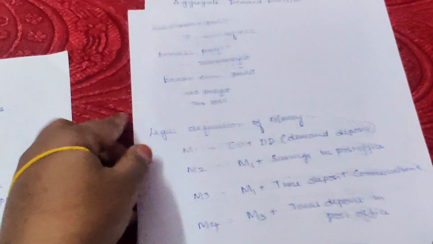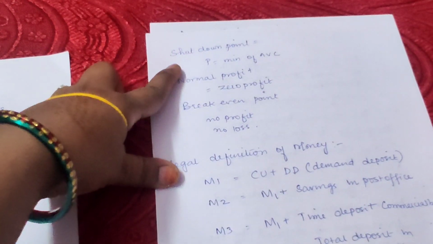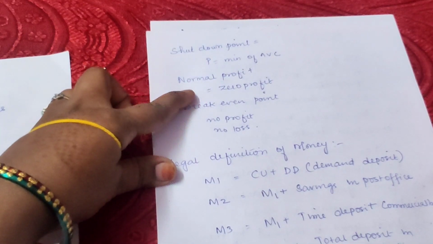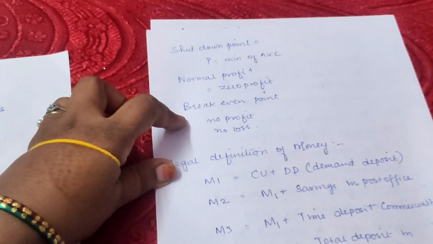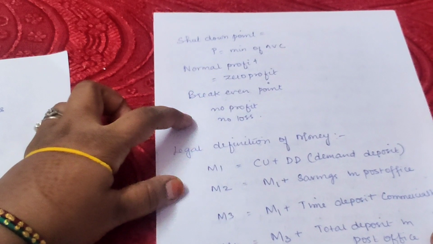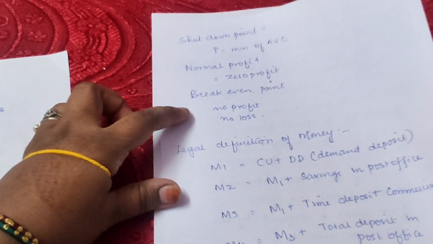And what is shutdown point? When price is minimum of AVC, that is the shutdown point. Normal profit is when there is zero profit. Break-even point is where there is no profit, no loss, because TR is equal to TC.